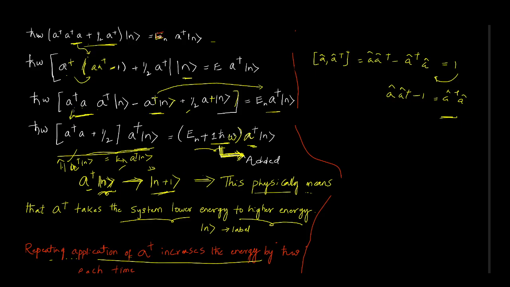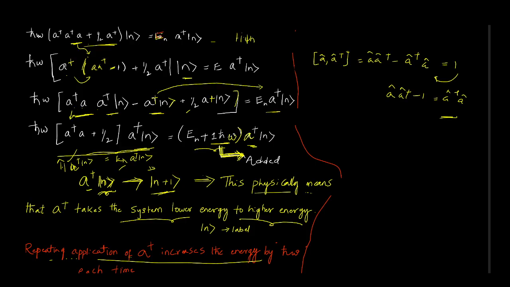So ħω(A†A + 1/2) A† ket, where A† is taken as common for the first and third terms, and the second term is taken to the other side, which will give (En + ħω) A† ket.